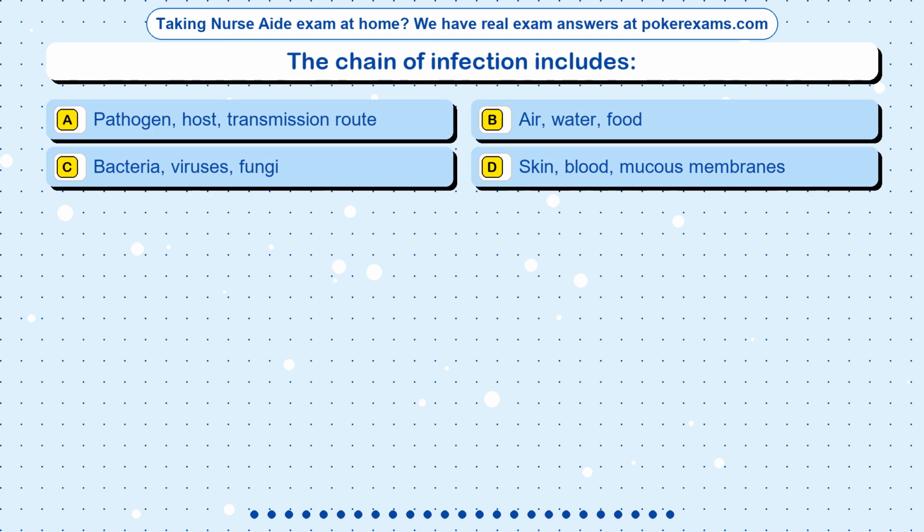Question 4. The chain of infection includes: Option A. Pathogen, host, transmission route. Option B. Air, water, food. Option C. Bacteria, viruses, fungi. Option D. Skin, blood, mucous membranes.